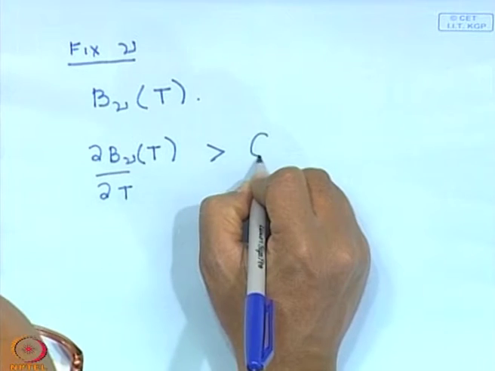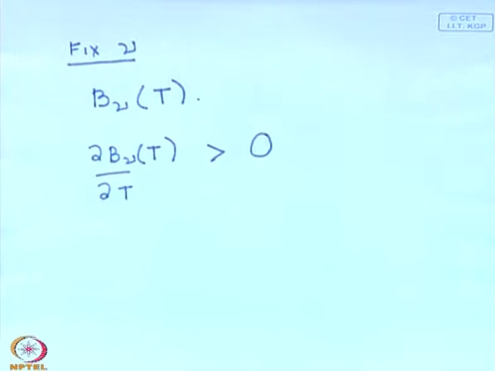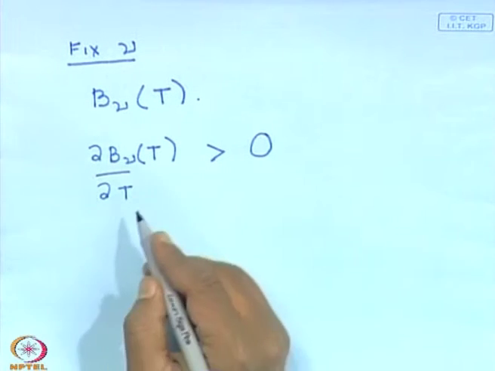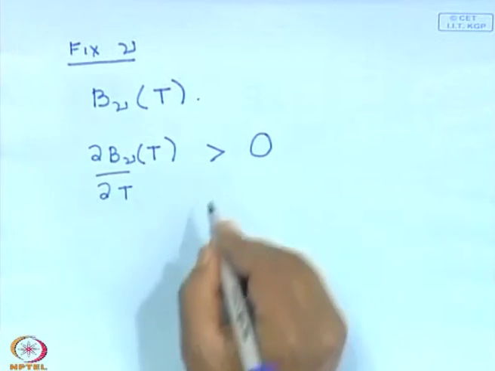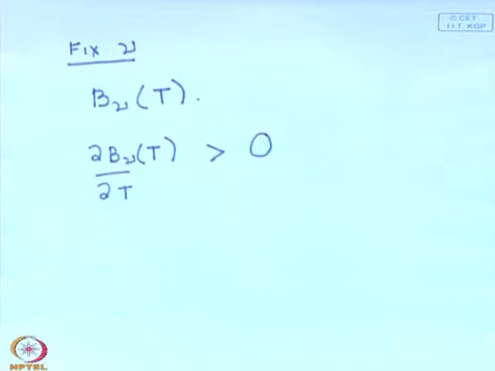You can do this and check for yourself. It is straightforward. I am not going through the exercise. You just differentiate the expression that we have with respect to temperature, and you will find that this is positive. Okay. So, it means that if I increase the temperature, the value of the specific intensity at a fixed frequency is going to increase. Okay. So, that is what we have here.